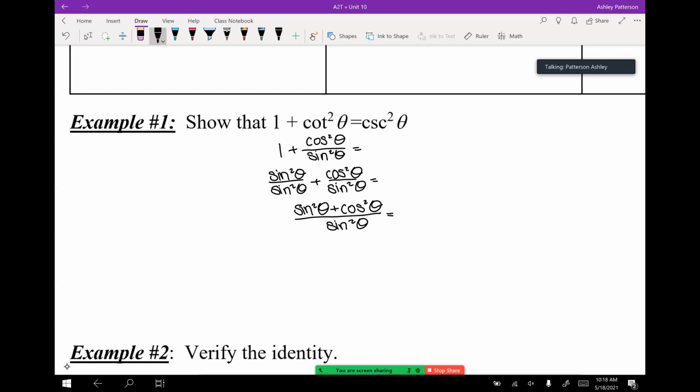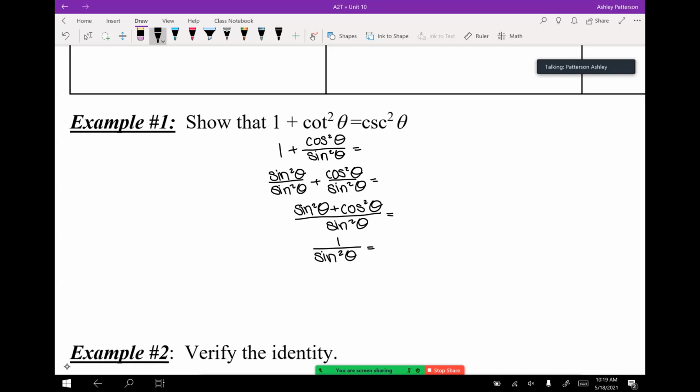Keep in mind your end game. Where are you trying to go? Where are you trying to get to? For this particular example, we're trying to get 2 terms into 1, particularly cosecant squared theta. Well, that numerator looks familiar. Can I substitute something into the numerator for sine squared theta plus cosine squared theta? One, yes. We can substitute, nice job. We can substitute 1 in for the numerator.